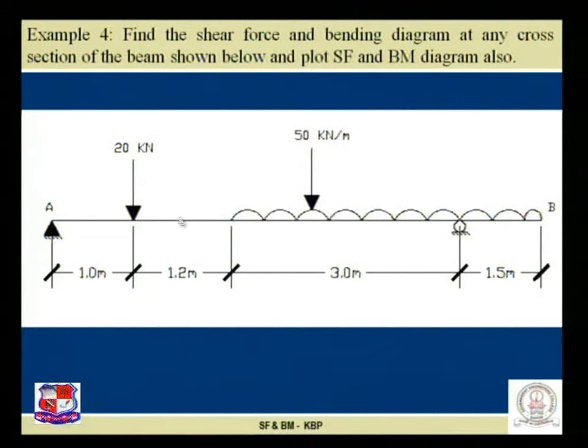Second, this overhanging beam is subjected to two different loads. First is this point load, another is a uniformly distributed load, and our intention is to find the shear force and bending moment at a given section or at all sections, and then plot the shear force and bending moment diagram. So step number 1 for this kind of problem is to find the support reactions by using the conditions of equilibrium.